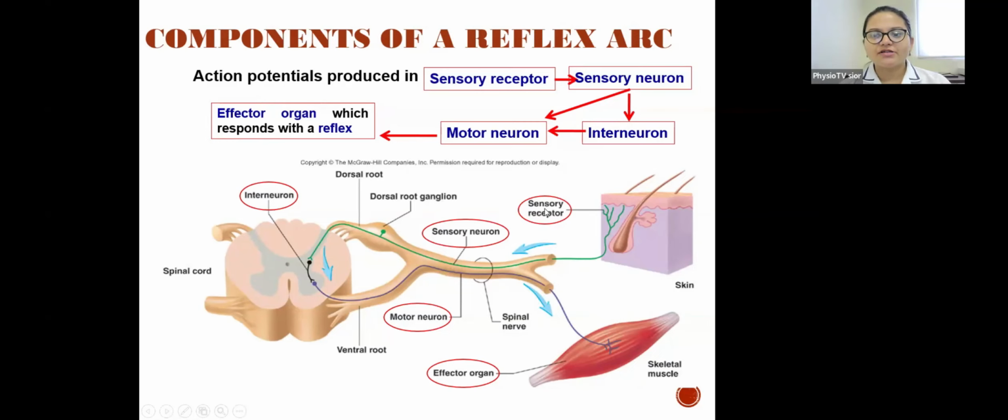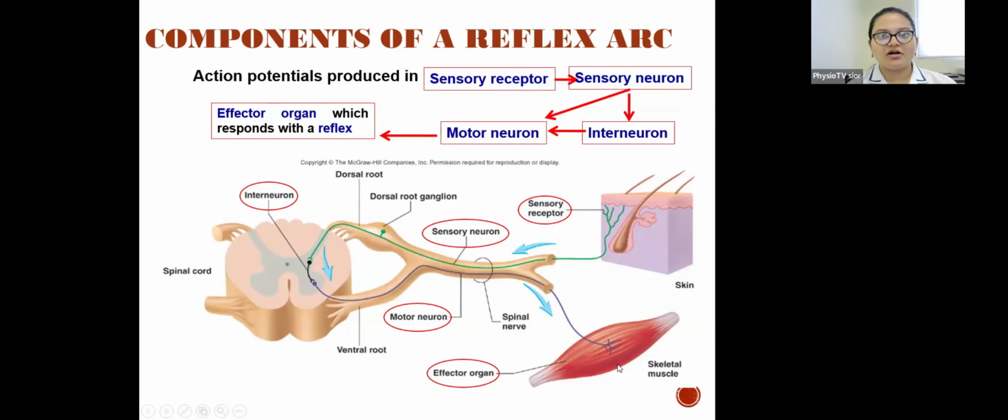What are the components? First is the sensory receptor, then the sensory neuron, interneuron, motor neuron, and the effector organ. So the sensation is going to come from the sensory receptor, travel to the spinal cord through sensory neuron, then transmitting the impulse to the motor neuron through the interneurons or the connector neurons, and from the motor neuron to the effector organ.